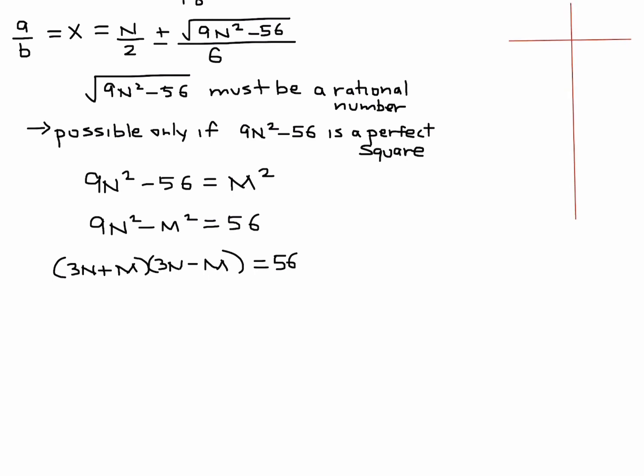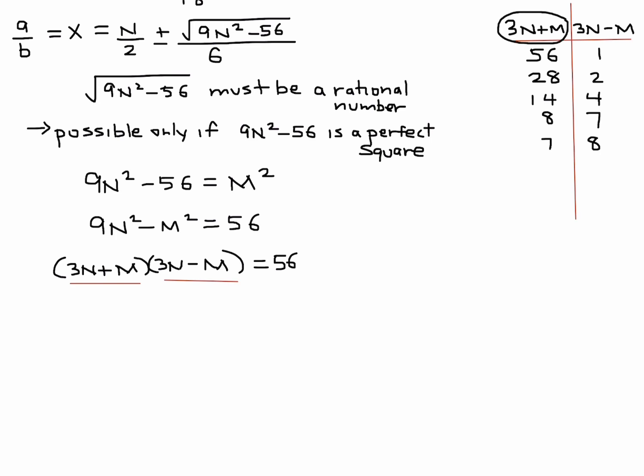Now, we've got to understand that these two numbers, when multiplied together, have to be equal to 56, correct? So I'll put 3n plus m here and 3n minus m here. Now I've got possible choices: 56 and 1, 28 and 2, 14 and 4, and 8 and 7. Now I can't put 7 and 8 here because 3n plus m has to be greater than 3n minus m.